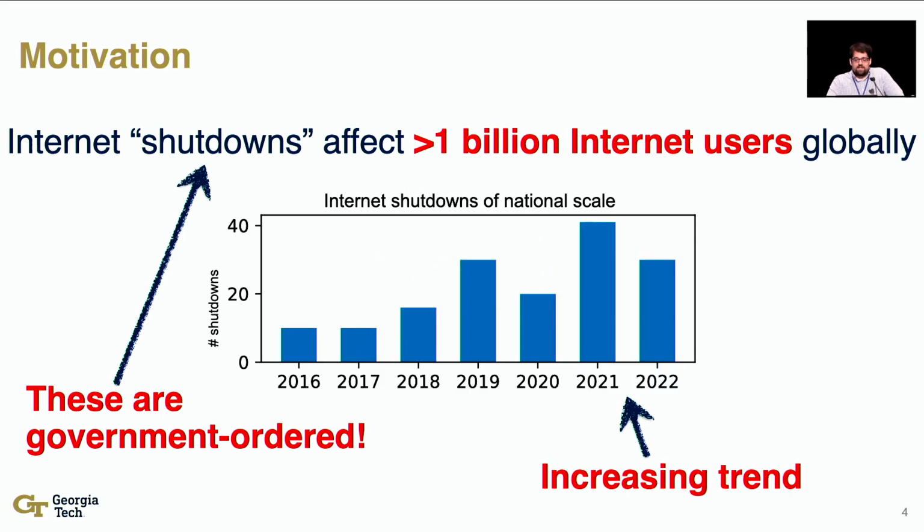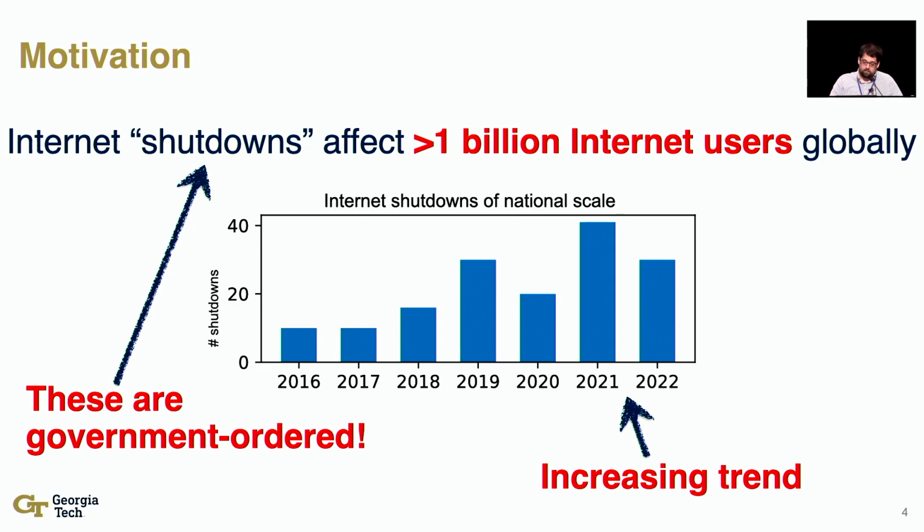And unfortunately, recent history suggests it's unlikely that this trend is going to change anytime soon as governments are increasingly utilizing internet shutdowns. This shows the trend over the last 7 years, with as many as 40 internet shutdowns occurring in 2021.